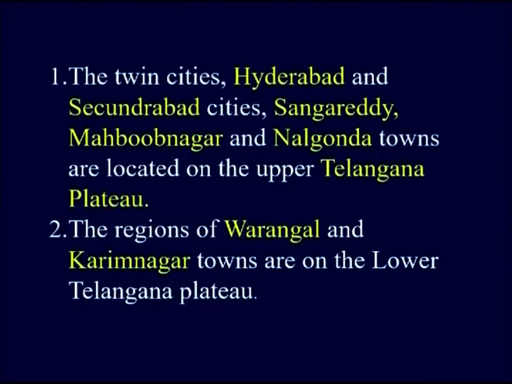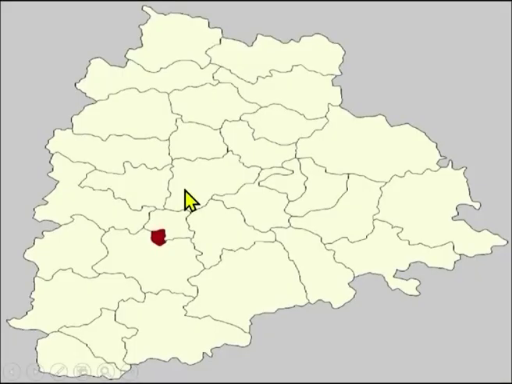Children, in Telangana there are some important towns and places. Let us study what those are. The twin cities, Hyderabad and Secunderabad, and Sangareddy, Mahbubnagar and Nalgonda towns are located on the Upper Telangana Plateau. The regions of Warangal and Karimnagar towns are on the Lower Telangana Plateau. Let us locate these places on the map of Telangana.